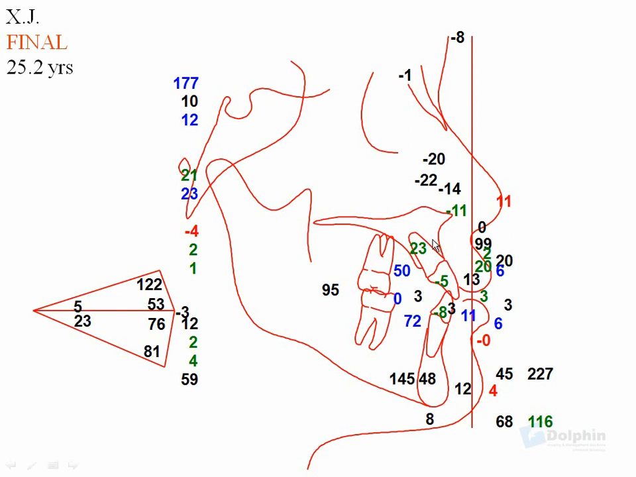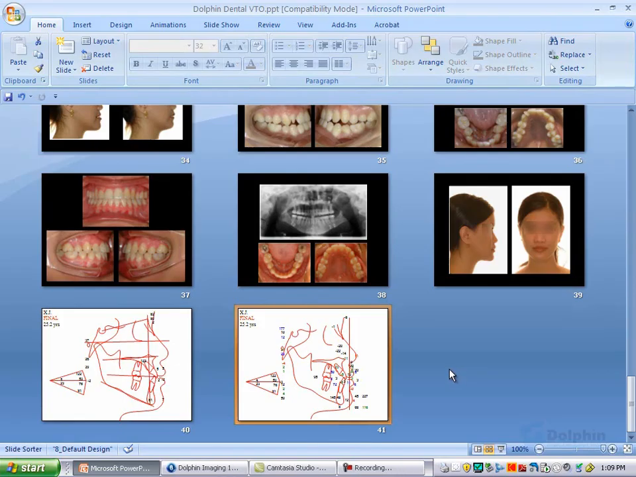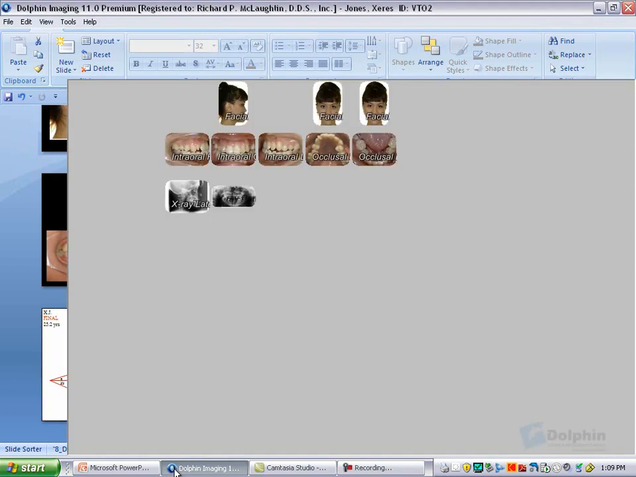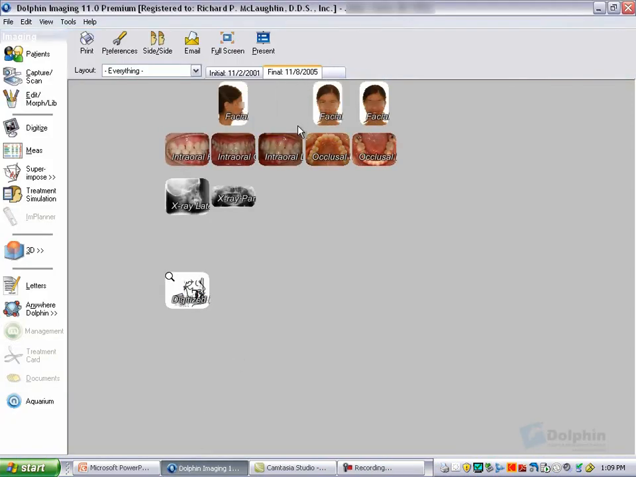So let's move back to the main screen of Dolphin and summarize. We can go to our final time point here and take a look. So essentially the dental VTO is very helpful in setting up orthodontic and surgical cases. It gives us an opportunity to see where our midlines are going to move, where our canines need to be placed, and where our molars need to be placed. So it's very valuable for our anchorage control and for our overall diagnosis and treatment planning.